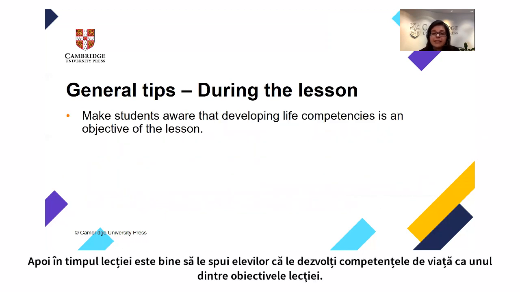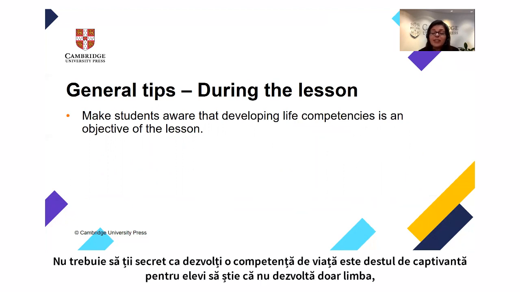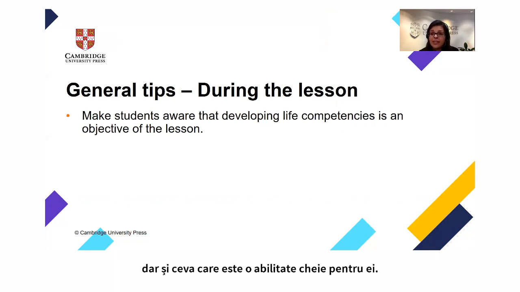Then during the lesson, it's good to make students aware that they're developing their life competencies as an objective of the lesson. So you don't need to keep it secret that you're developing a life competency. That's actually quite engaging for students to know that they're not just developing the language, but they're also developing something that's really a key skill for them.